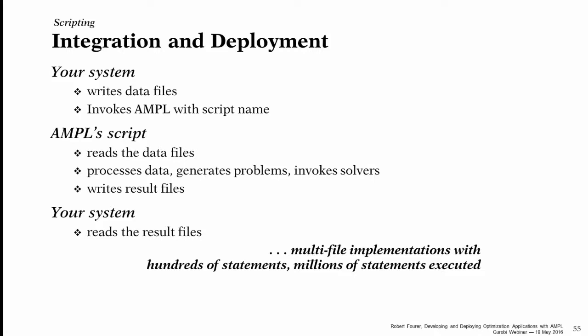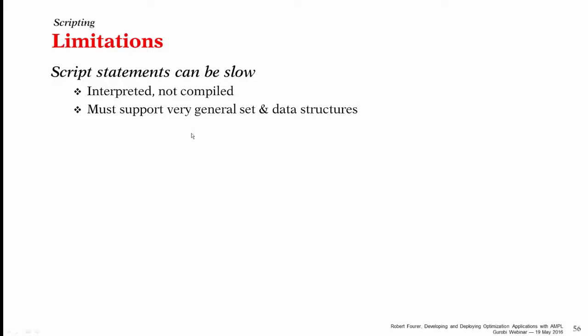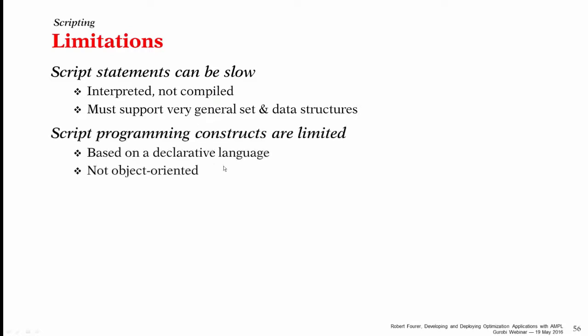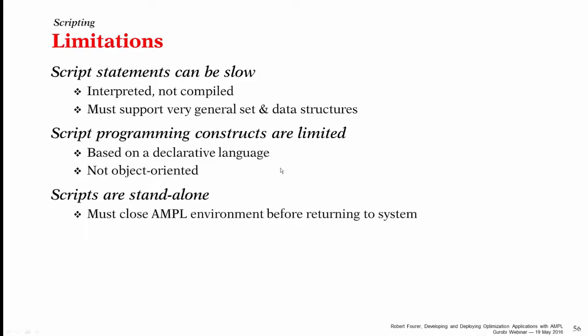In the 10 minutes left, I want to say what happens if things are so complicated that you can't force them into the scripting language. Then what do you do? Because the thing is, the scripting language has some limitations. Script statements can be slow. Okay, they have to support general data sets and data structures, and they're not compiled into fast code. And the constructs are limited. The things you expect in a modern language aren't found in a simple scripting language. And they're standalone, so you have to run the script and then come back to AMPL.